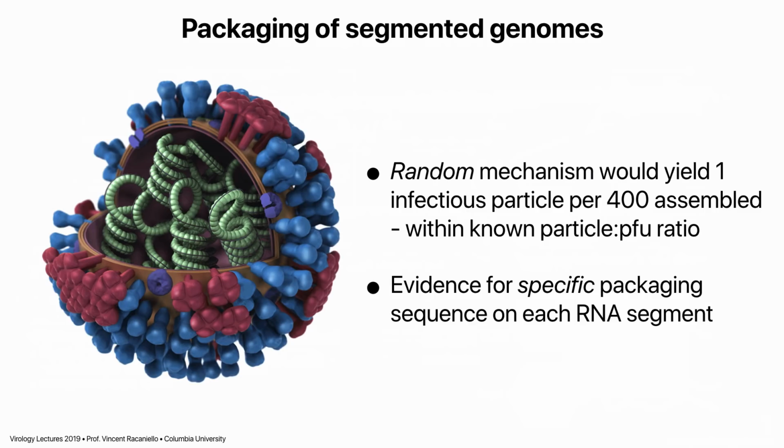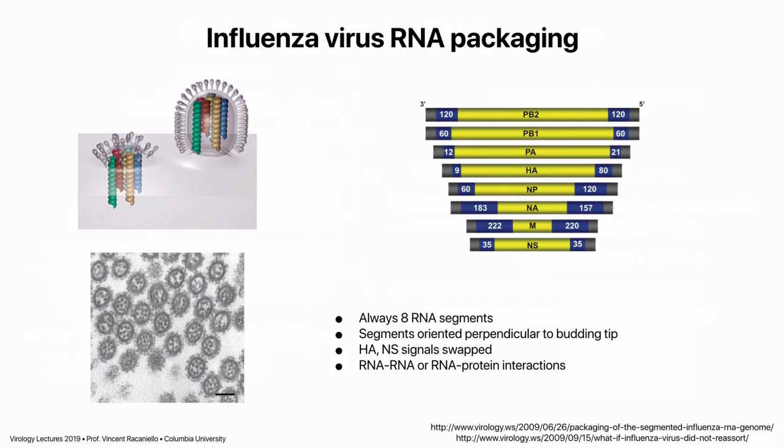And now there's evidence for a specific packaging sequence on each RNA segment. So let me show you how that works. Here on the right are the 8 influenza virus RNAs. They each encode 1 or a couple of proteins. And at their ends, there seem to be specific packaging sequences, which are shown in blue here. The numbers just show you how long they are. It doesn't matter the length. But each segment appears to have a specific sequence that directs it to be incorporated into the virus particle. And so you always get 8 segments, and apparently these sequences are interacting with each other and maybe with proteins to make sure that only one of each of the 8 segments gets into the particle.